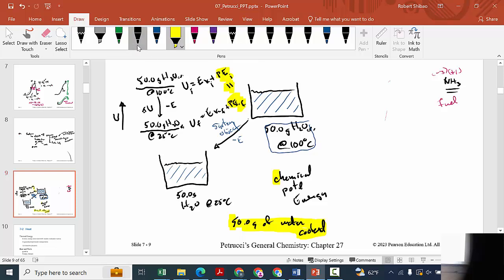We have an equation for this. You might have seen this equation before. Q is equal to mc delta T. Have you seen that equation before? Q is equal to mc delta T. And so when we have objects, they either heat up or cool down. That's delta T. If delta T is negative, it cooled down. If delta T is positive, it heated up.